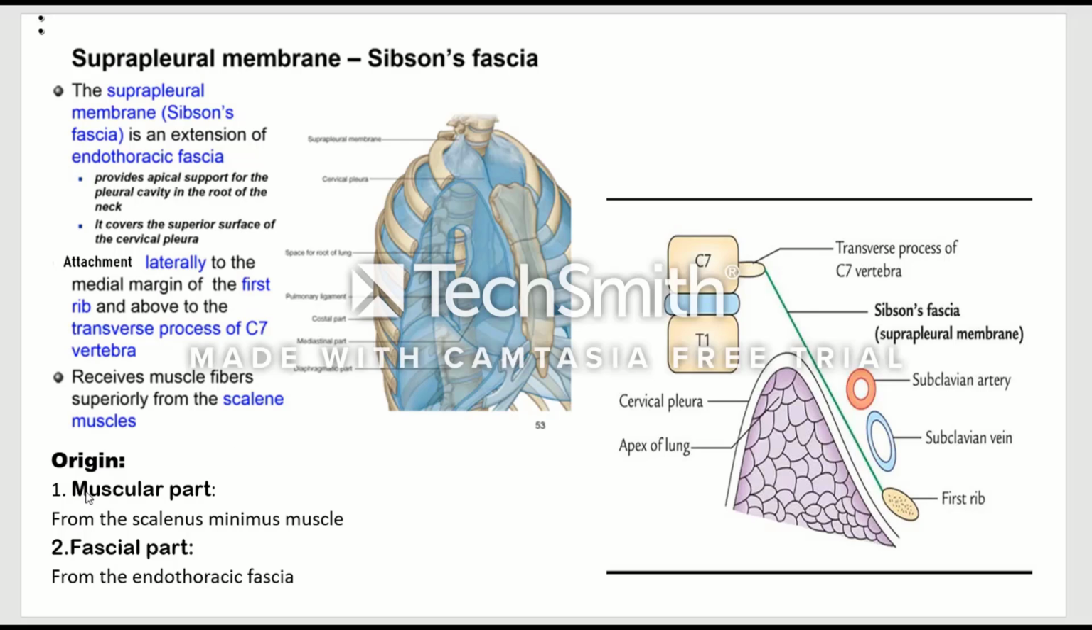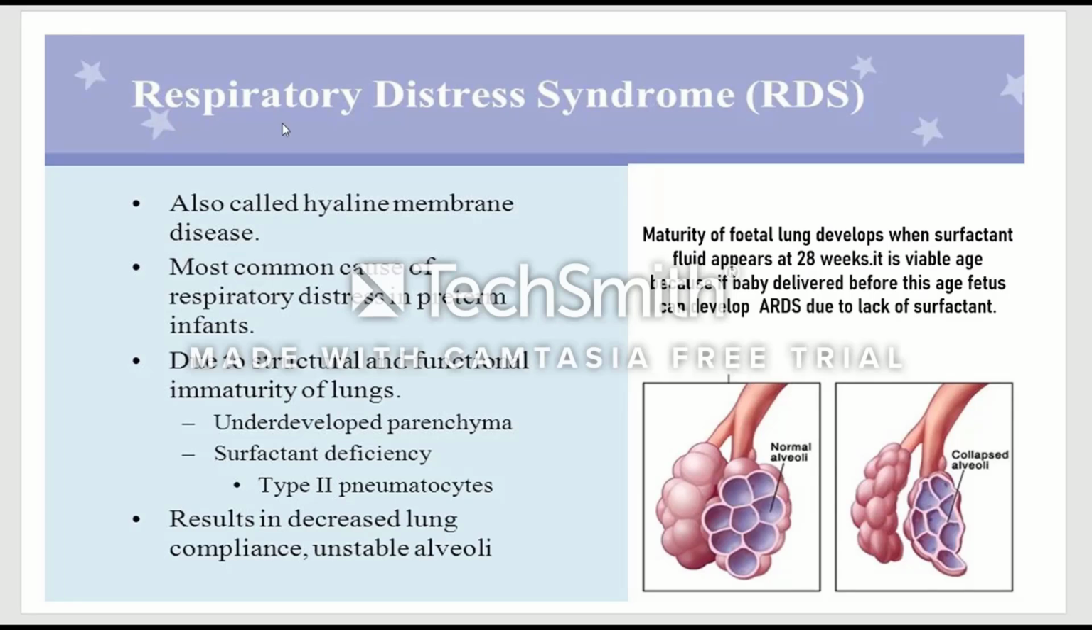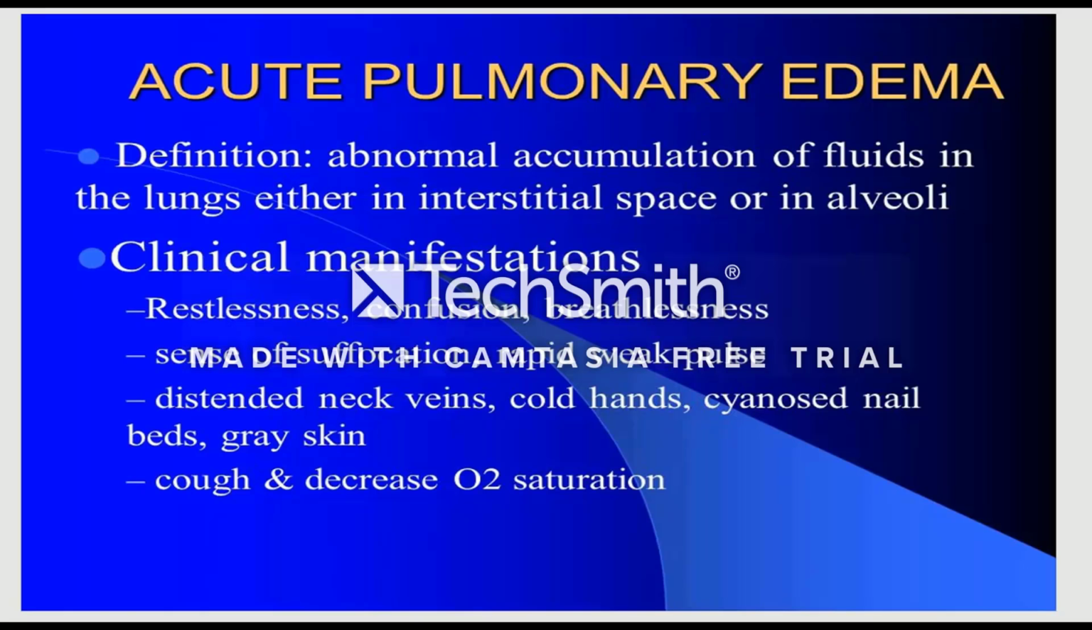Then suprapleural membrane origin হয় দুটা পার্ট থেকে, muscular part and the fascial part. Muscular part from the scalenus minimus muscle and fascial part from the endothoracic fascia. এরপর একটা ইম্পর্টেন্ট ক্লিনিক্যাল অ্যানাটমি হচ্ছে respiratory distress syndrome. Maturity of fetal lung develops when the surfactant fluid appears at 28 weeks and it is the viable age because if baby delivered before this age, fetus can develop RDS মানে respiratory distress syndrome due to lack of surfactant.